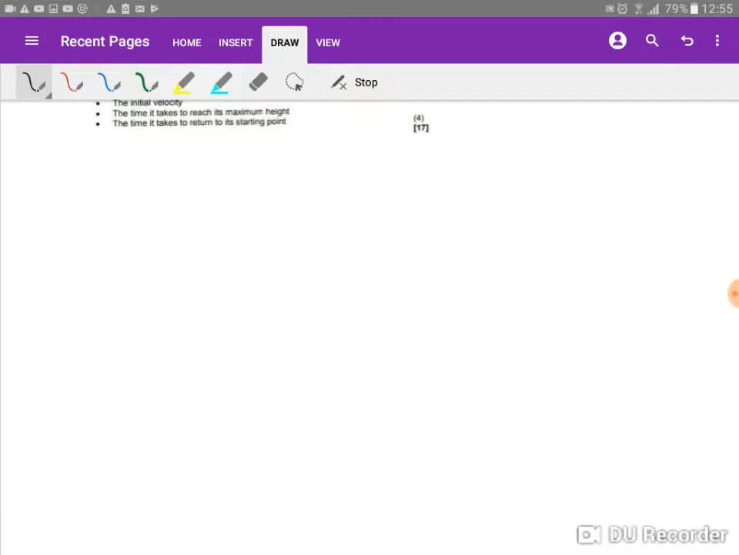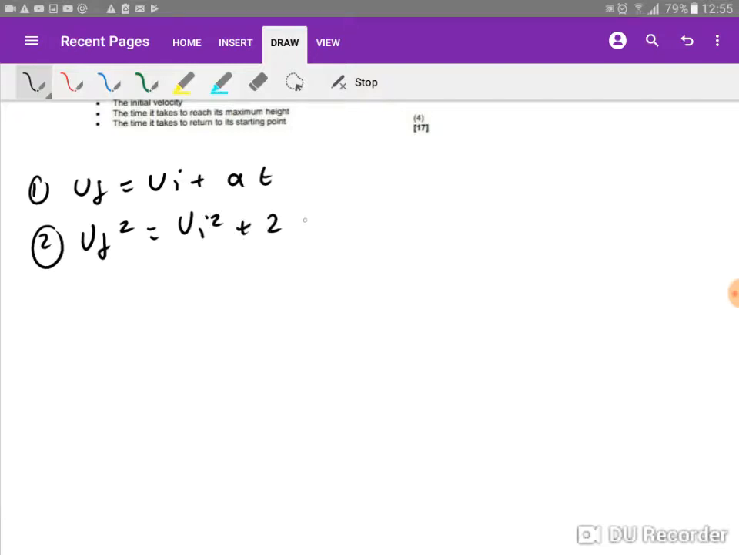The things we needed to know for vertical projectile motion were the 3 formulas. Vf is equal to Vi plus At. Vf squared is equal to Vi squared plus 2a change in y. And the third one is change in y is equal to Vit plus half At squared.